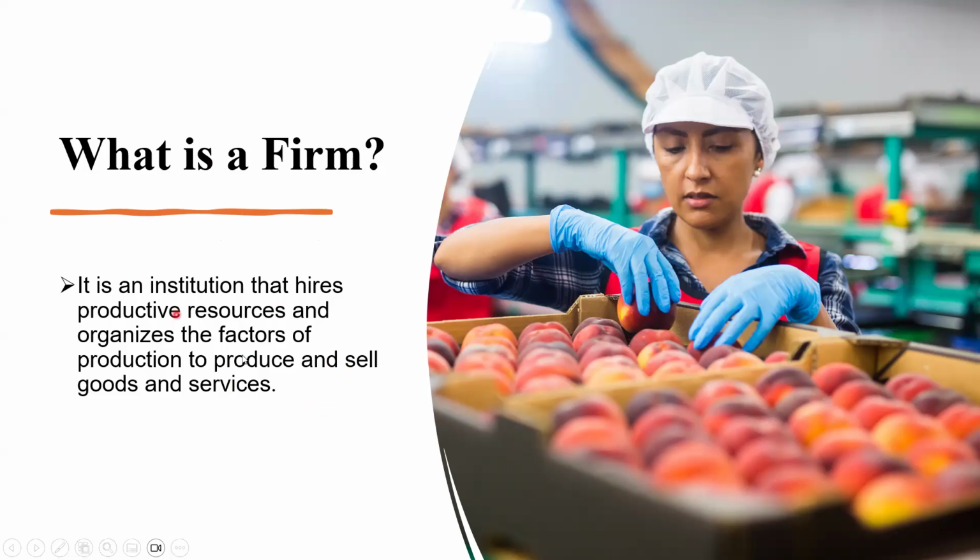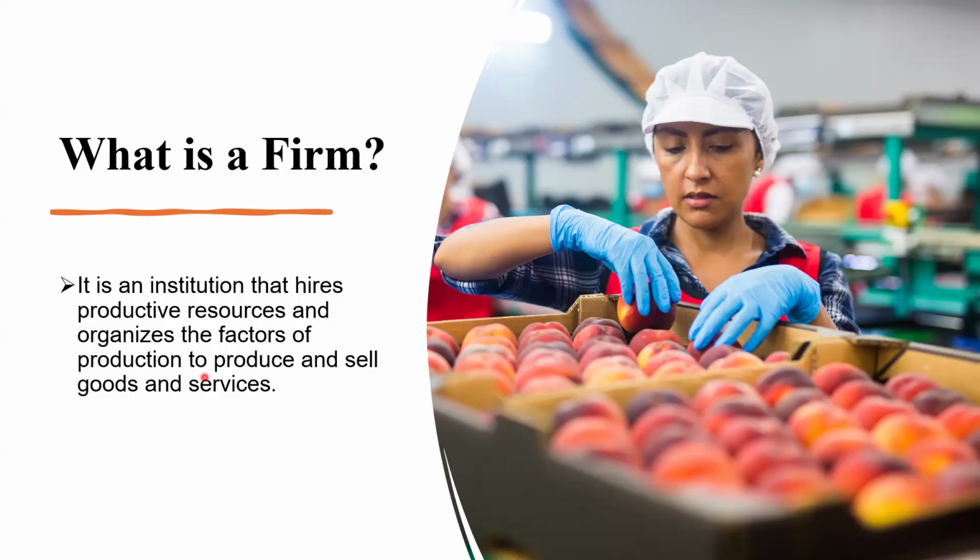So that is basically, yeah, what is a firm? It's an institution that hires productive resources and organizes the factors of production. So why would this institution hire the productive resources and organize the factors of production? Because those are the inputs, remember. And they want to use these inputs in their production processes. For what reason? In order to produce the goods and services.